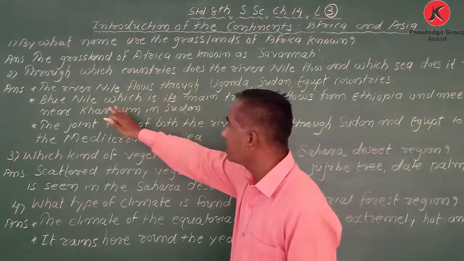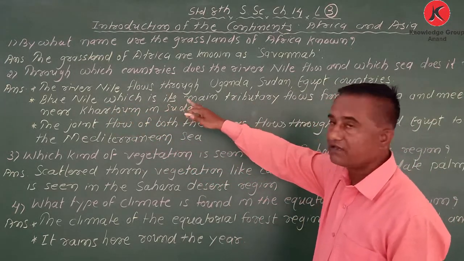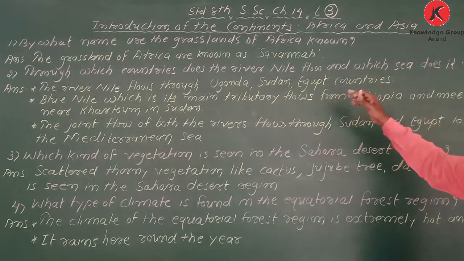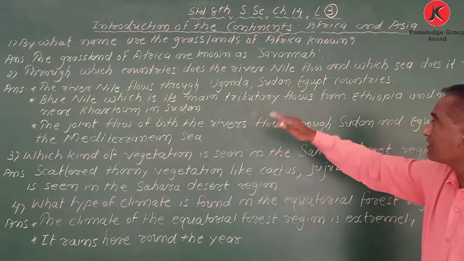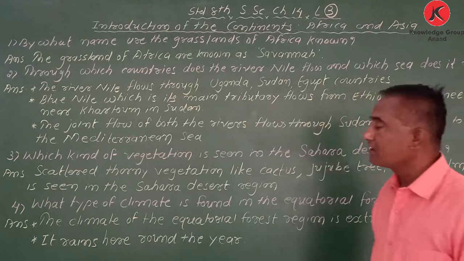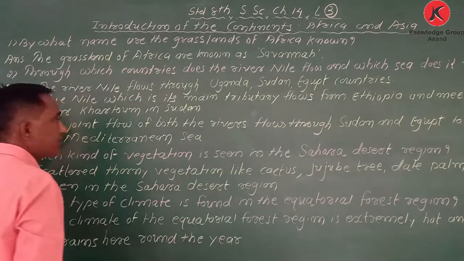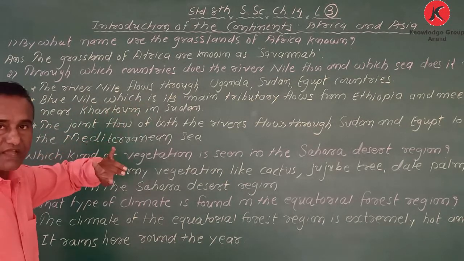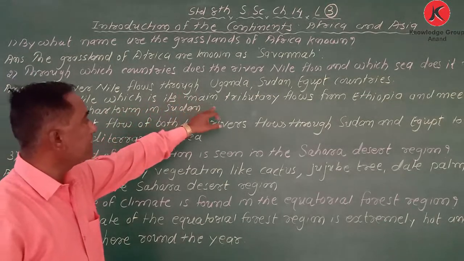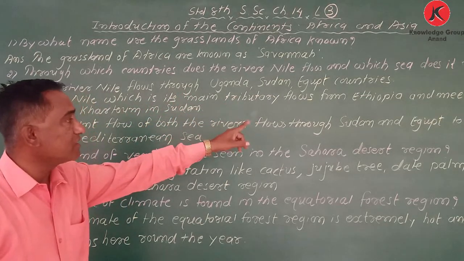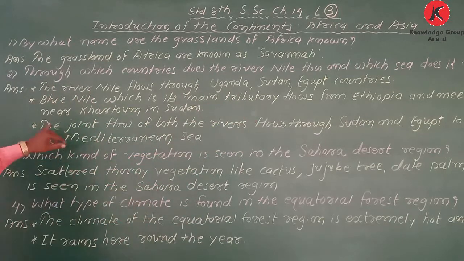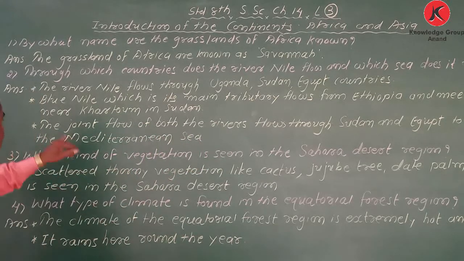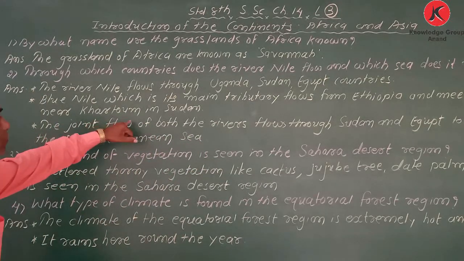Answer: the river Nile flows through Uganda, Sudan, Egypt. Which are they? Uganda, Sudan, Egypt. My dear student, another tributary is called the Blue Nile, which is its main tributary. It flows from Ethiopia and meets it near Khartoum in Sudan. Both meet at Khartoum in Sudan.